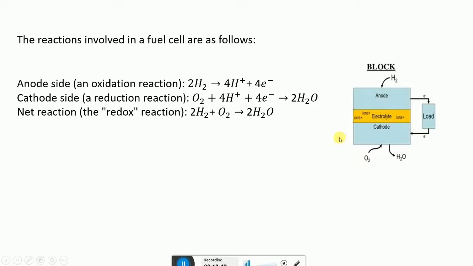So this is a block diagram of a fuel cell. It has anode, cathode, electrolyte, and load, meaning power supply. A battery is connected here. So hydrogen is fed to the anode, oxygen is fed to the cathode. Hydrogen will be ionized, and electrons will move from this direction. Then oxygen will combine with electrons to give water plus heat, some amount of heat.